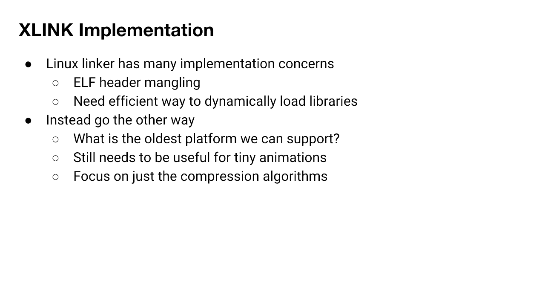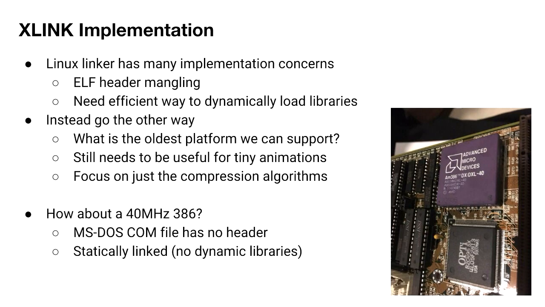And so I decided to go the other way. Instead of making a linker for these modern platforms, I'm going to find the oldest platform I could possibly make this algorithm work on that's still useful for me, and just worry about the compression side of it, making sure I get the decompressor right and coming up with good algorithms for encoding. Later I can come back and figure out the part that's platform specific. And so of course, I picked a 40 megahertz 386, and the reason I picked a 386 is that that was the first, there's two reasons.